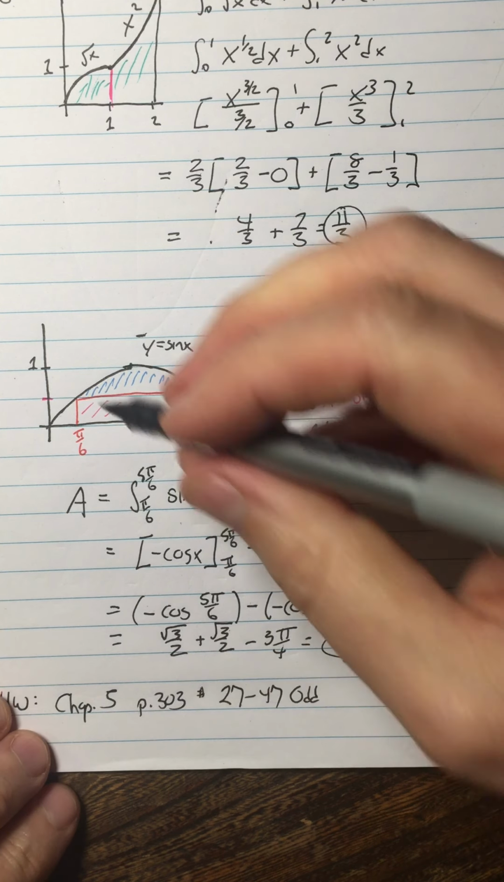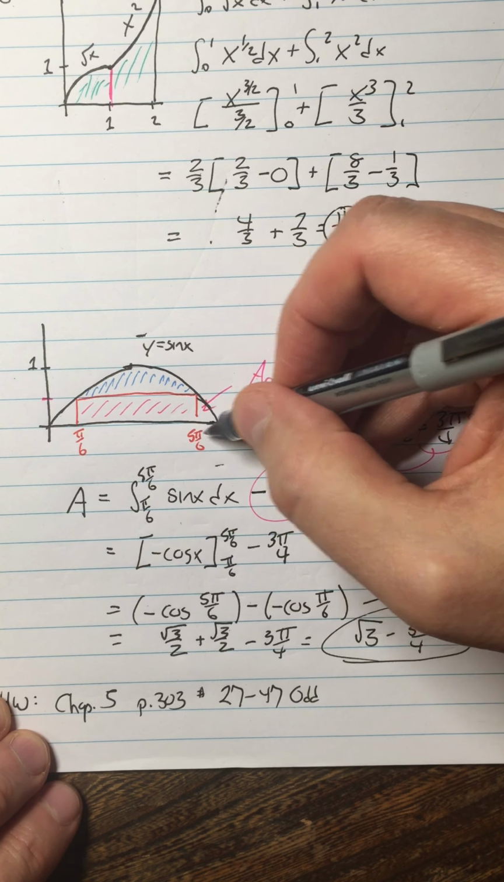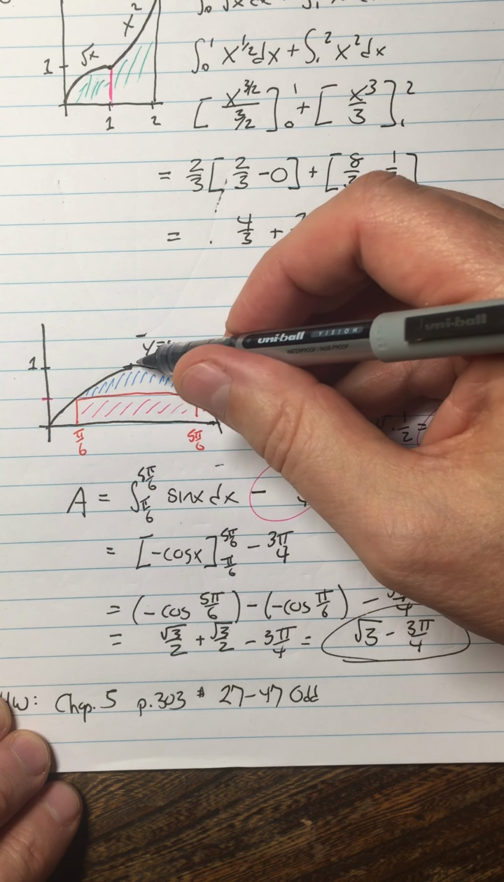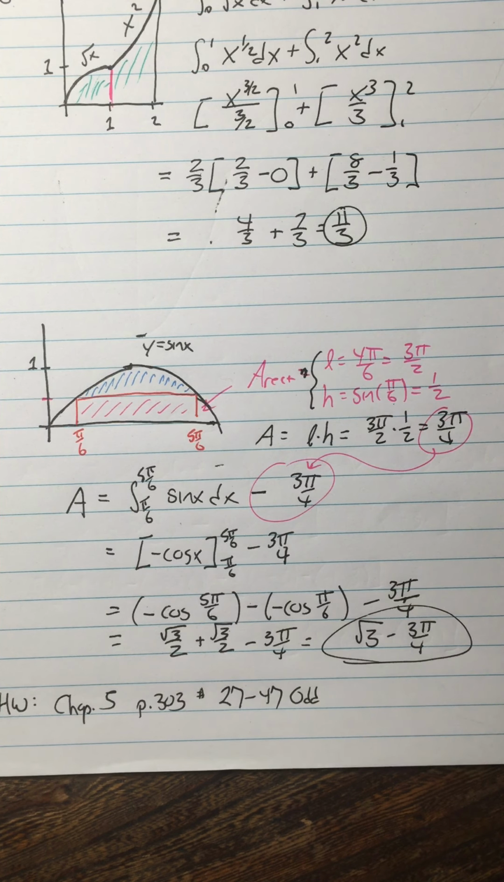Hey, you know what's cool though? That means that the area, without subtracting out the rectangle, that area from pi over 6 to 5 pi over 6 under the sine curve, is square root of 3. See, these are the kind of things that I just find really intriguing.